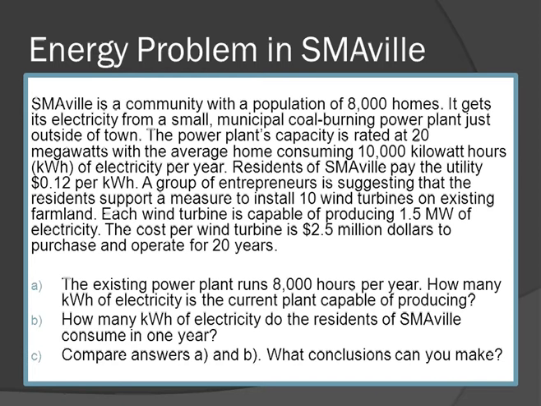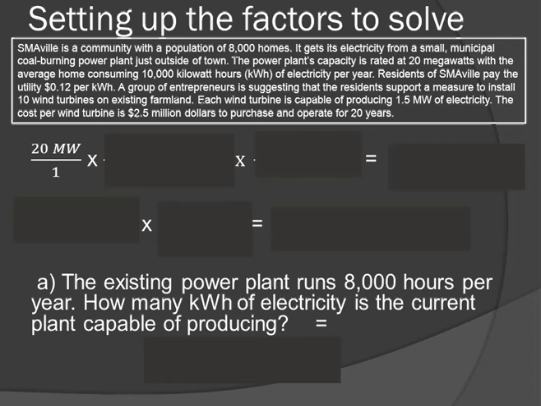This is the first problem we're going to try and solve together right now. Please push pause and try to solve this on your own paper. Then push play again. Remember that we're trying to get to kilowatt hours per year, but we haven't been given kilowatt hours for the plant. All we've been given is that the plant's capacity is rated at 20 megawatts. So we're going to set up our first factor, which is 20 megawatts over 1. We want to cancel out megawatts, so we should set up our second factor so that we can do that.